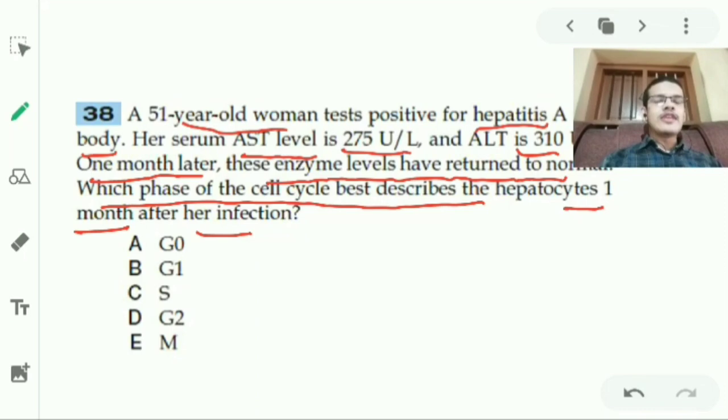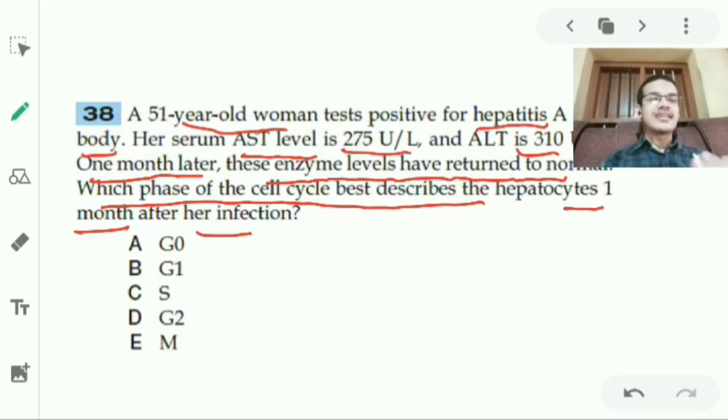During the infection, the serum AST and ALT levels are raised very much, right? That indicates tissue injury, injury to the liver tissue, that is fine. After 1 month, the enzymes are back to normal. That is, the tissue injury is repaired. The wound has healed. So, in that stage, which stage of the cell cycle are the hepatocytes in?